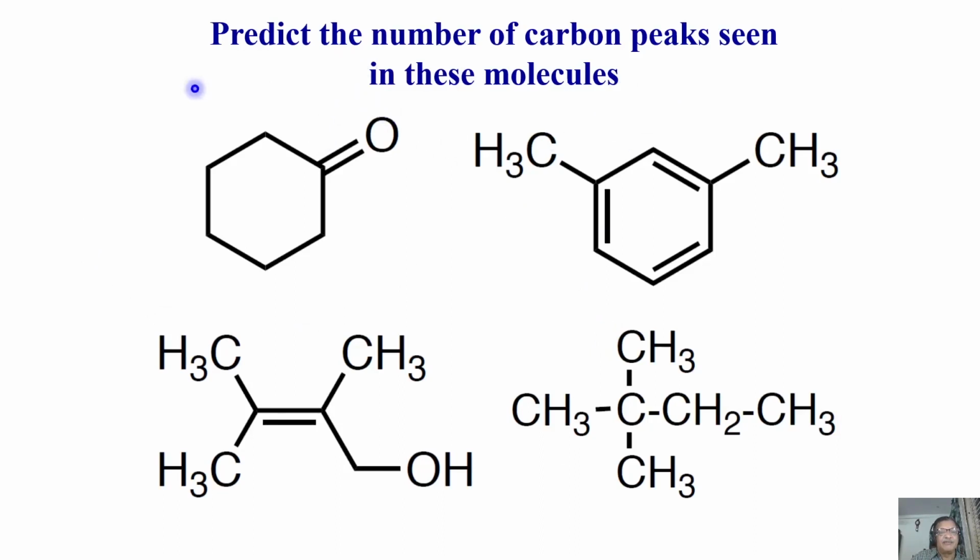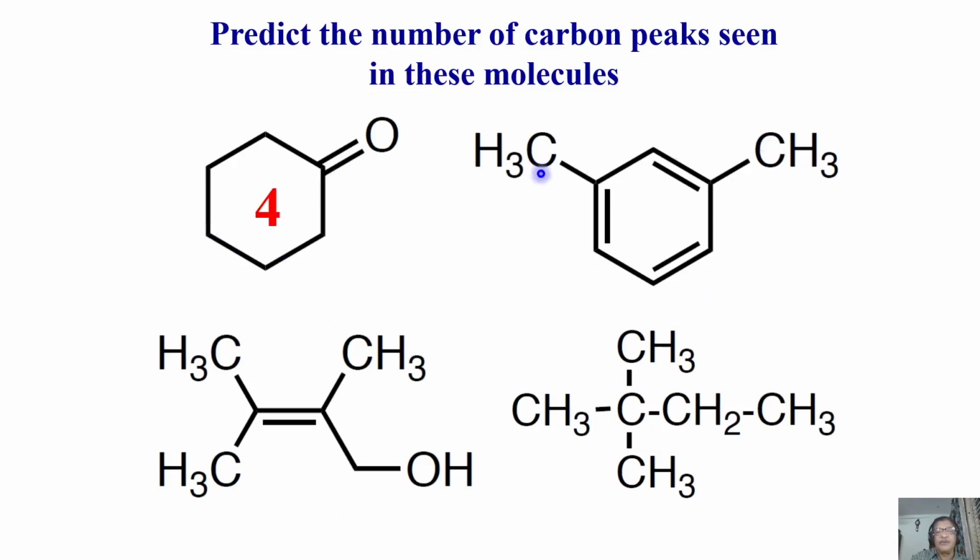How many can we get in this molecule? Look at the carbons which are chemically equivalent. I assume there is a symmetry along this axis. There is a symmetry. This carbon is equivalent to this, and this and this are different. So how many are there? There are 4 different carbons, so you should get 4 peaks.